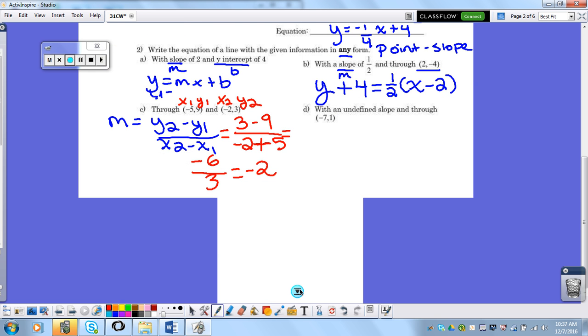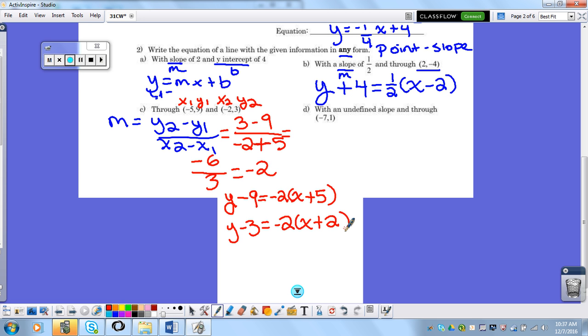Okay, so I have a point and I have the slope. So you're going to put it in point slope form. You get to choose which point you want to do. So you can do y minus 9 is equal to negative 2 times (x plus 5), because again, you do the opposite. Or you could do y minus 3 is equal to negative 2, parentheses, x plus 2. And they would both be correct.